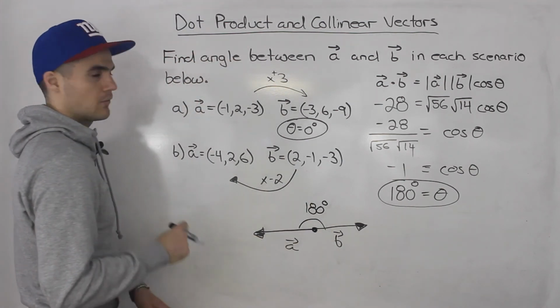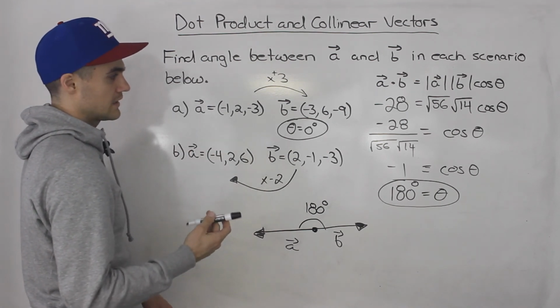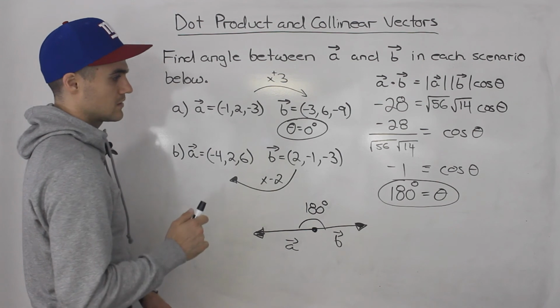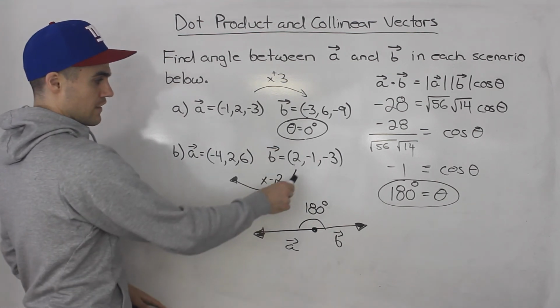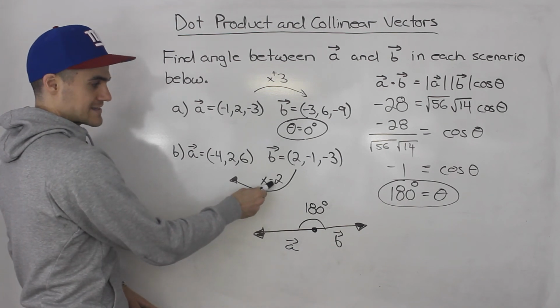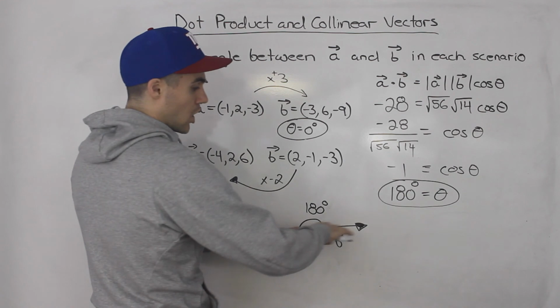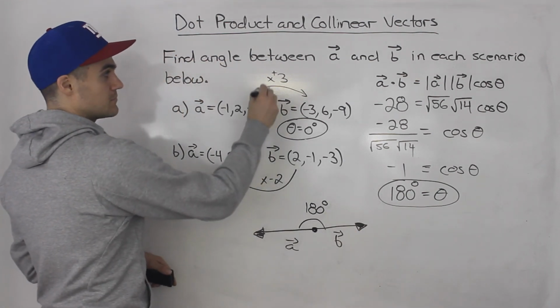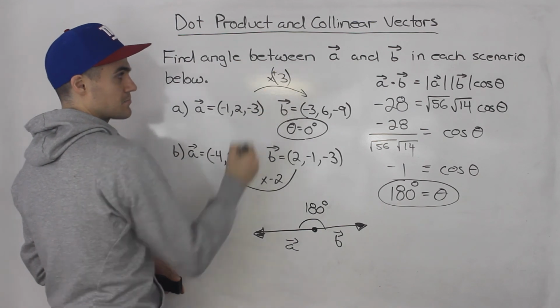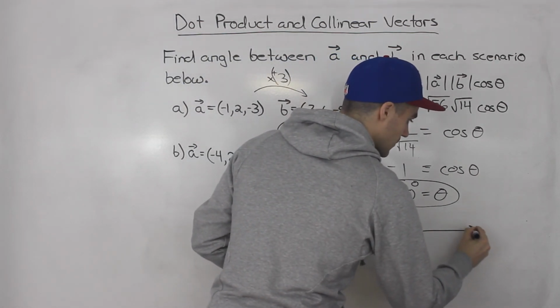And that's the point I wanted to make with this video: with collinear vectors, you can get an angle in between them of either 180 degrees or 0 degrees. If they are related by a scalar that is negative, then the angle in between them is going to be 180 degrees because they're going in the exact opposite direction. If the scalar in between them is positive, like in this case positive 3, then they're both going in the same direction.